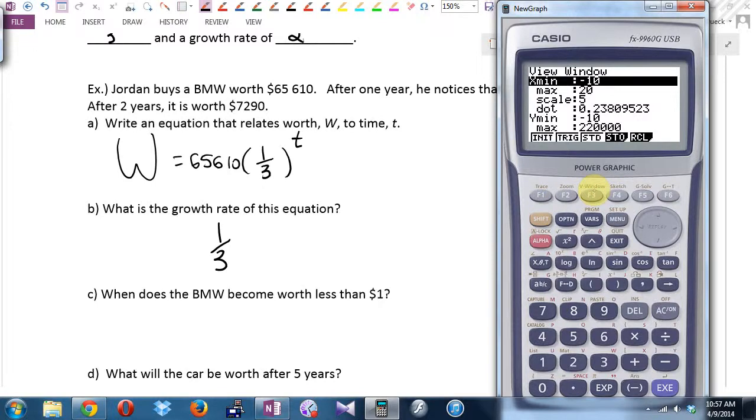What's x time? Actually, what's the smallest amount of time we could have, physics people? What does time start with? 0. Let's go x min, 0. X max, how many years? You know what? I'll guess 20. I think that's way too many, but I'll guess 20, and maybe I'll come back and adjust the view window.